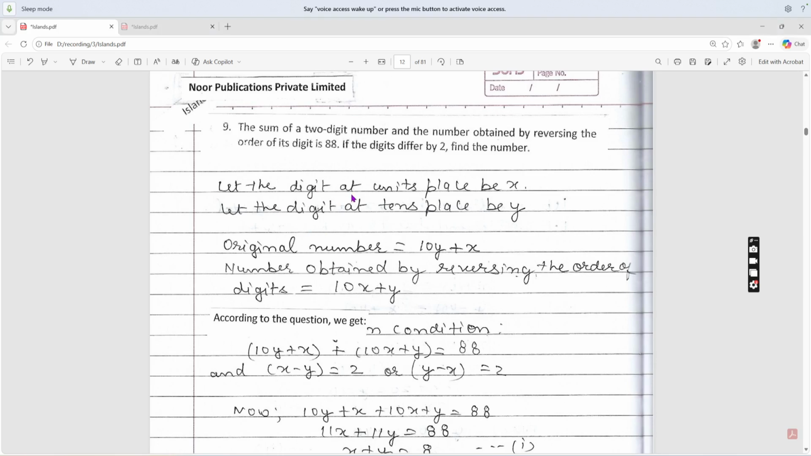So in these types of questions, we have to do 4 steps mandatory. What are they? Let the digit at unit place be x. Let the digit at tens place be y. What is the question that I am telling you? Firstly, see these 4 points. Let the digit at unit place be x.